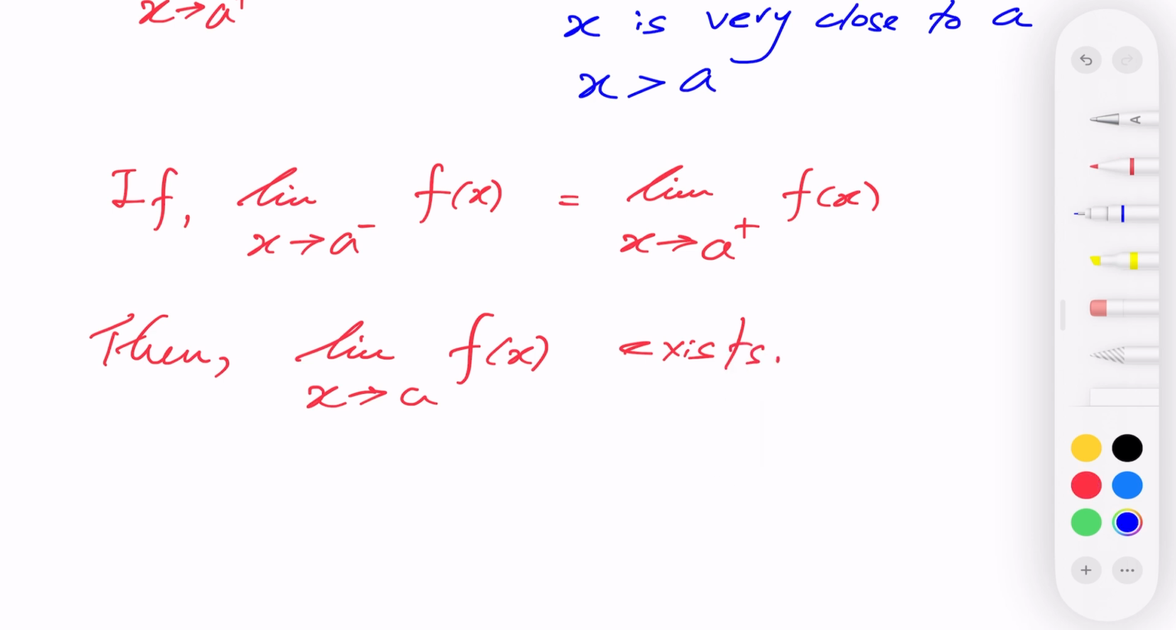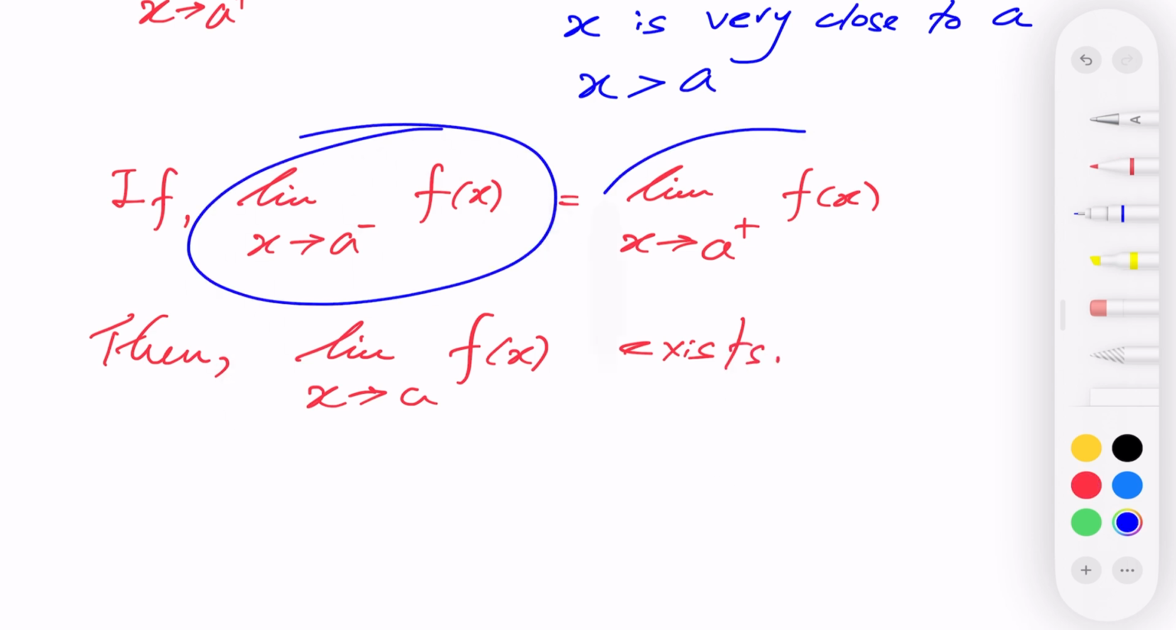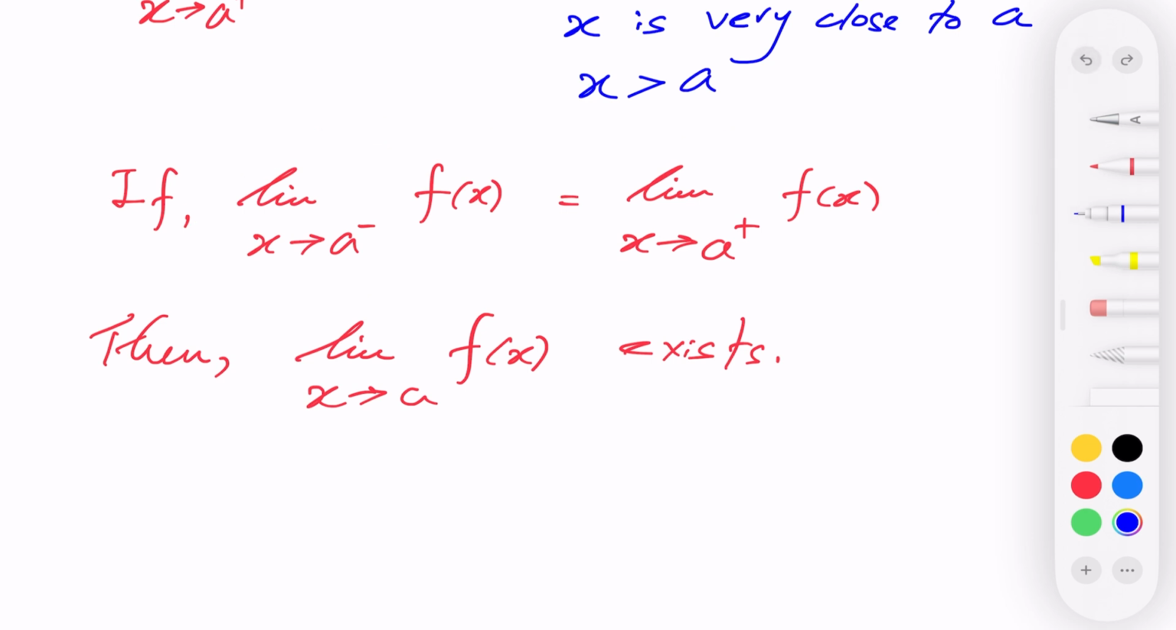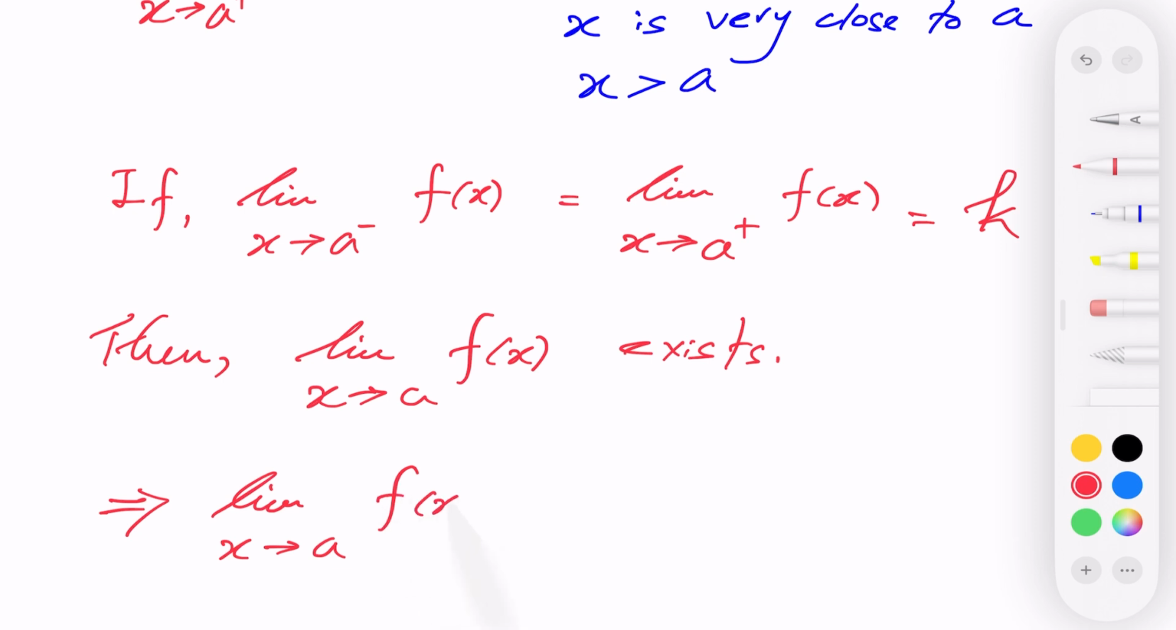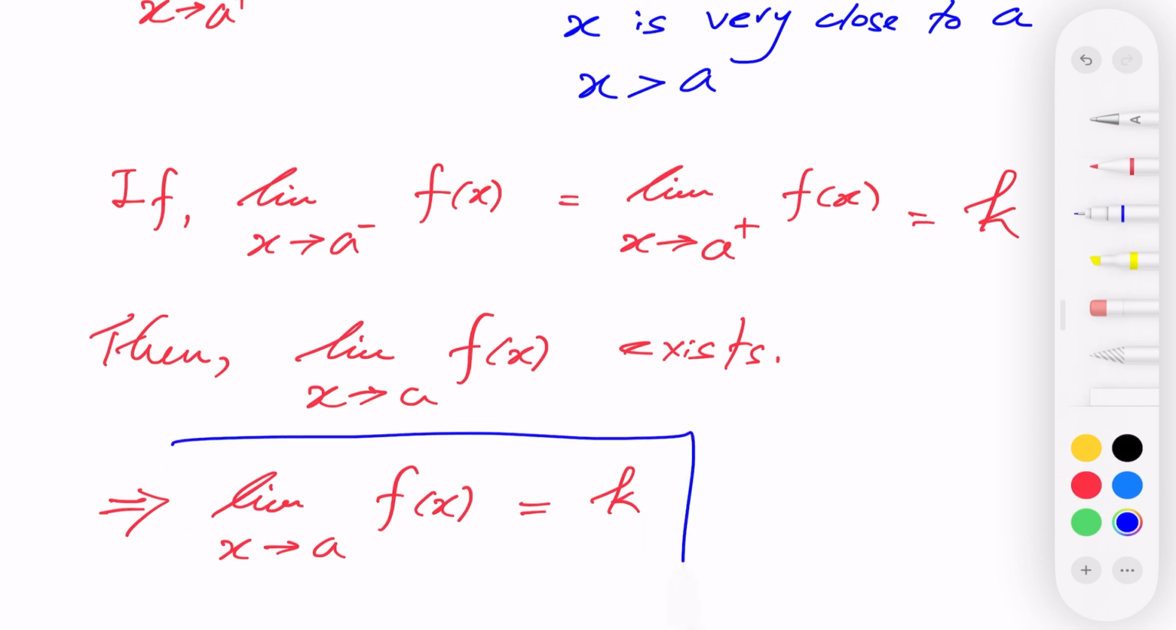Let's say that the left-hand limit is equal to the right-hand limit, and each of them is equal to a value k, where k is a real value. Then we can say that the limit as x approaches a of f of x is also equal to k. All right, so that's the basic idea of limits.